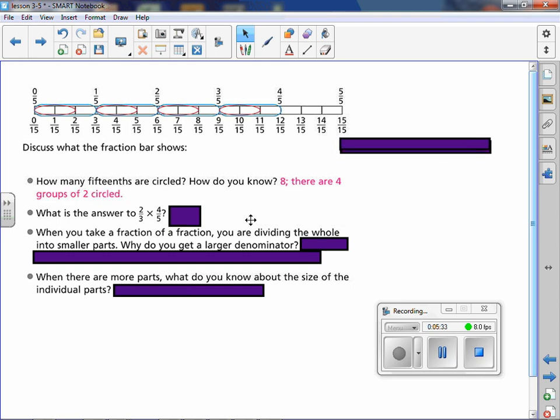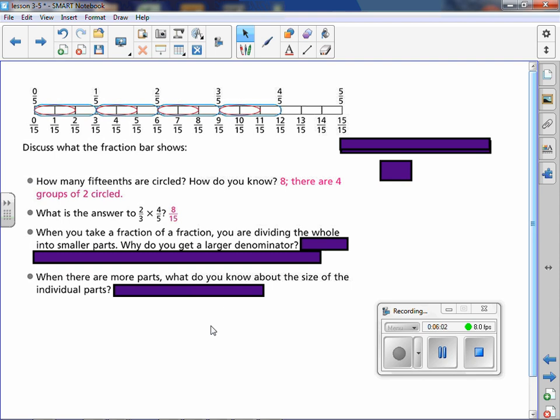Okay. Well, what's the answer to 2/3 times 4/5? When you multiply, you just multiply straight across. When you see multiplication of 2 fractions, you're multiplying straight across. So 3 times 5 is 15, so my denominator should be 15. 4 times 2 is 8, so my numerator becomes 8. You just multiply straight across. That's the cool thing about multiplying fractions. It's just straight across. You don't have to have a common denominator, nothing like that.